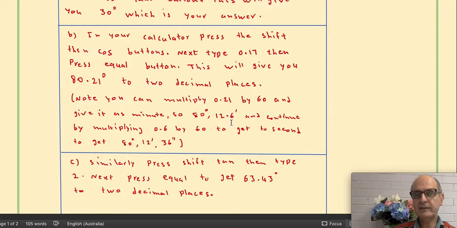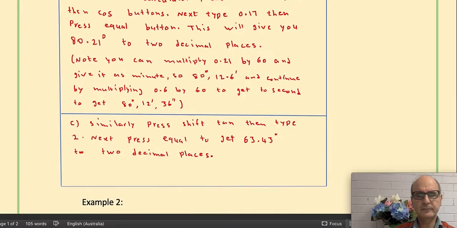Again, here you have a decimal. If you want, you can keep this as 12 minutes. And if you want to go to seconds, again times this decimal part, 0.6, by another 60. And that will give you 36 seconds. So your whole answer will be 80 degrees, 12 minutes, and 36 seconds, if you've been asked to do that. But the easier way is just to use that button on your calculator.